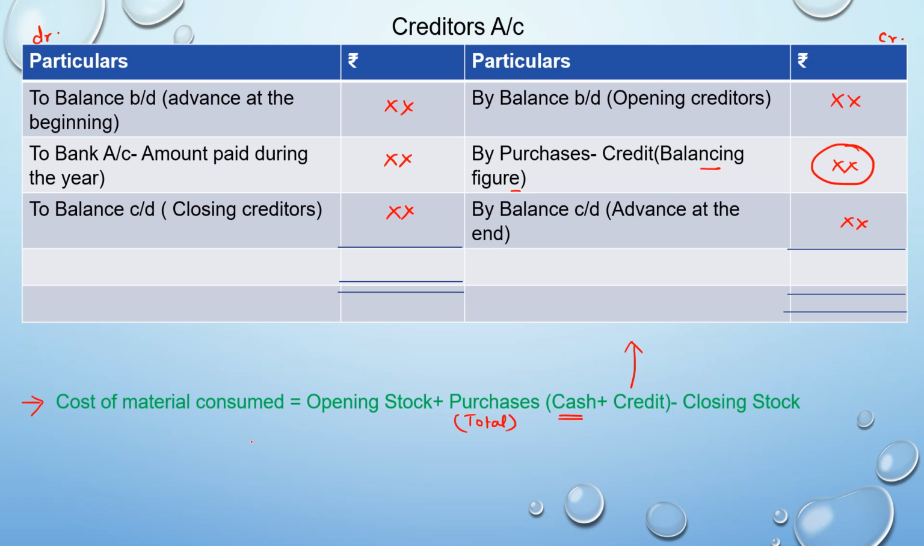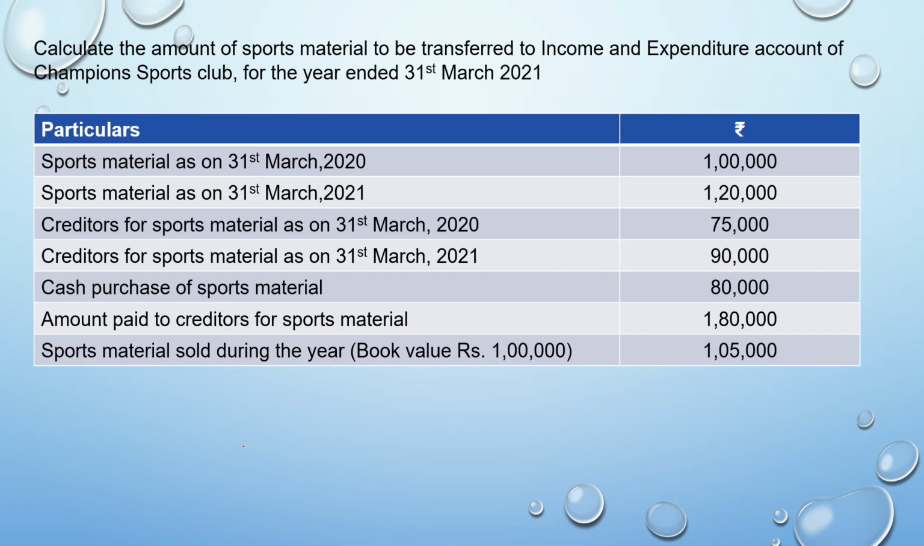Now, we will go into a practical question and use these methods. I'll be solving this particular question. Please take a screenshot of this and we will solve this question under both the methods. So let's start. Calculate the amount of sports material to be transferred to the income and expenditure account of Champion Sports Club for the year ended 31st March 2021. The details given here are: sports material as on 31st March 2020, so this is the opening stock, 1 lakh. Sports material as on 31st March 2021, this is the closing stock of material.